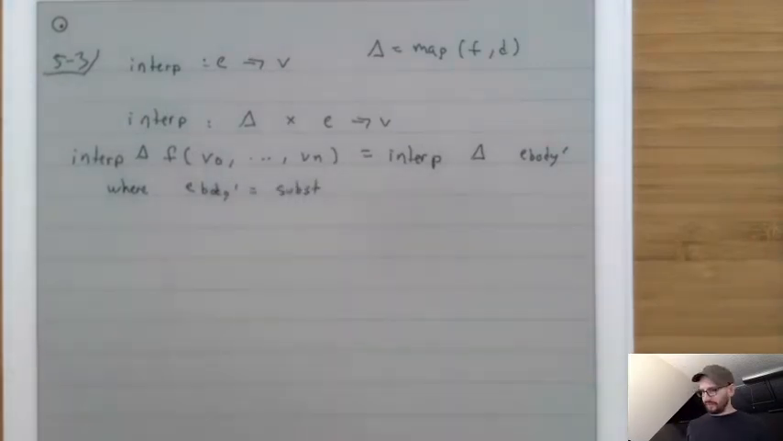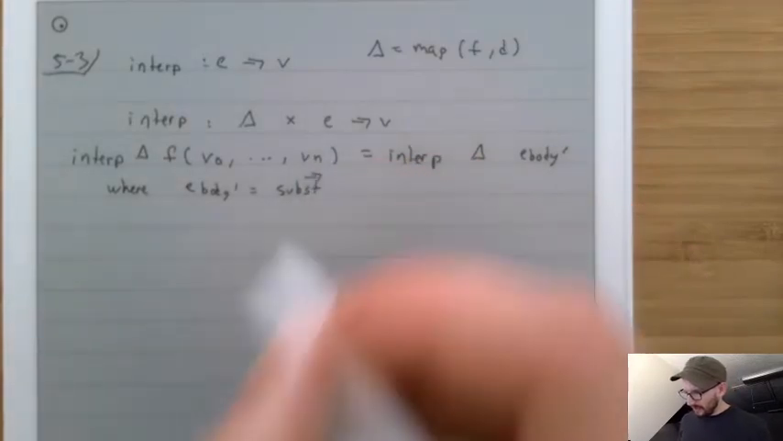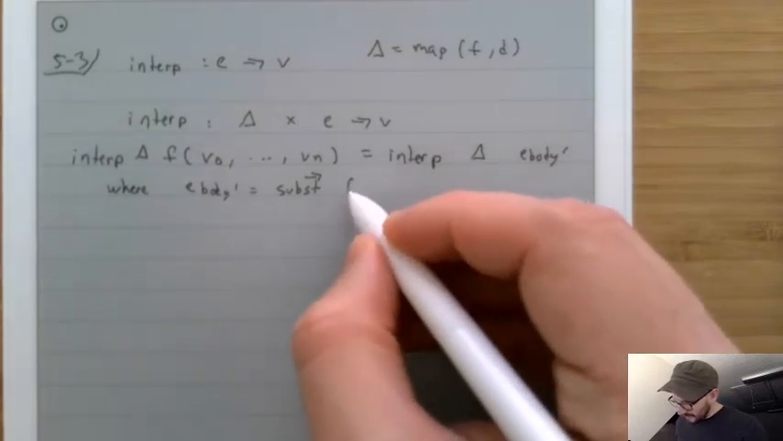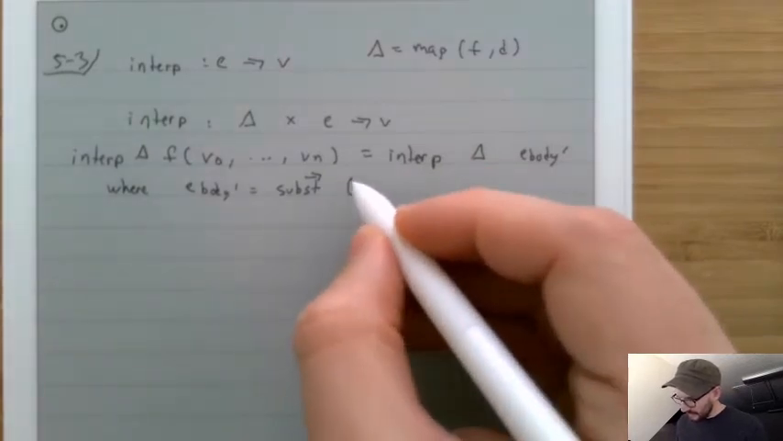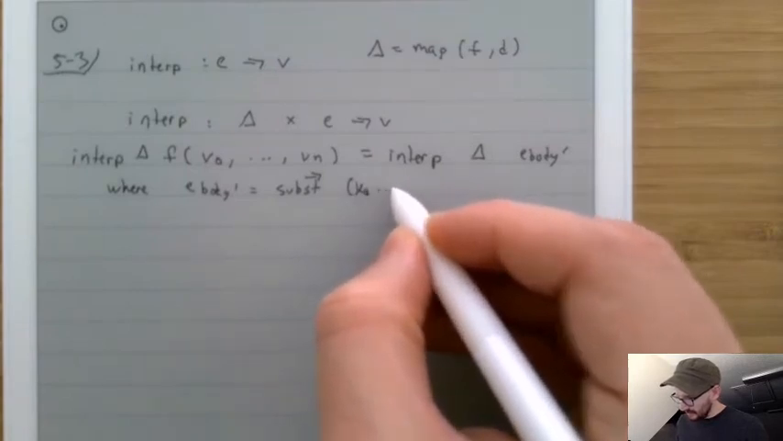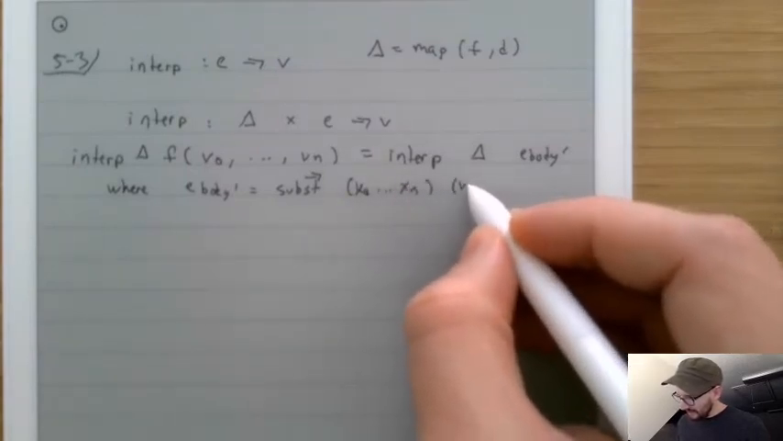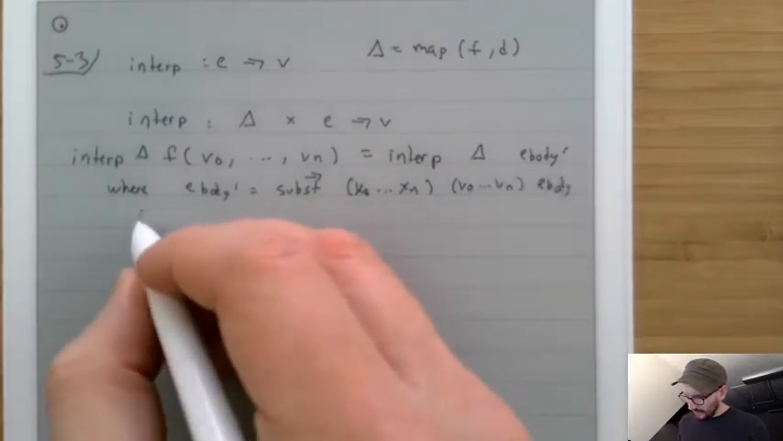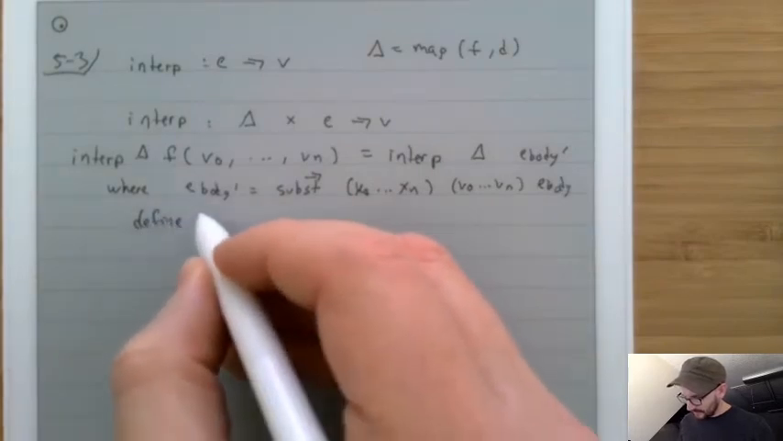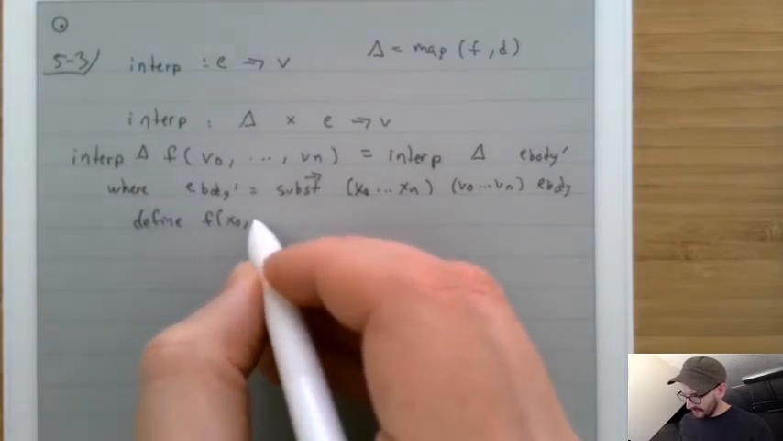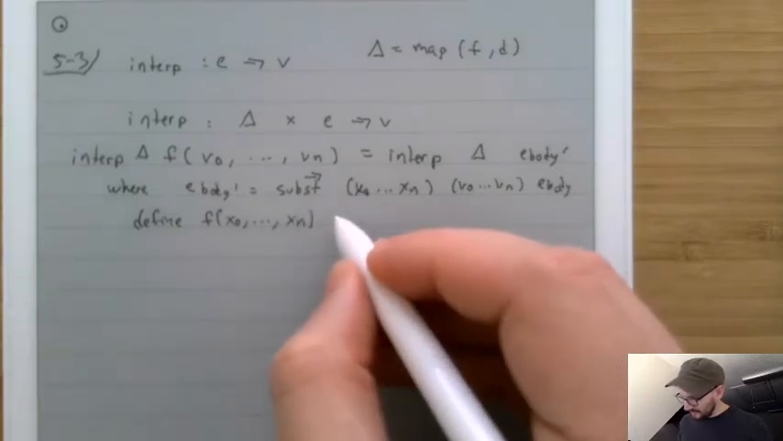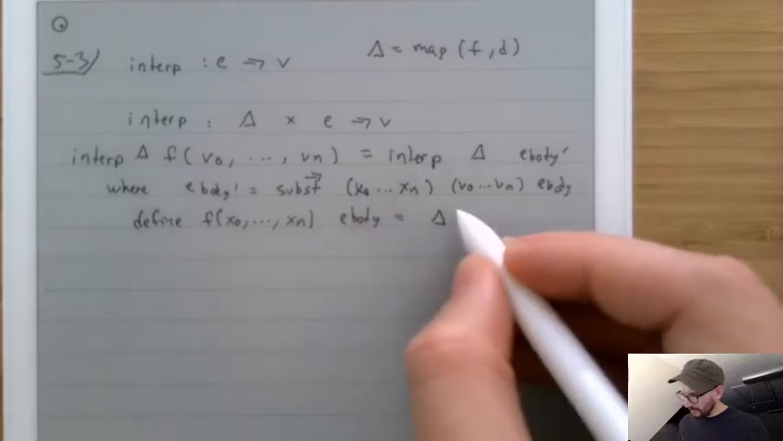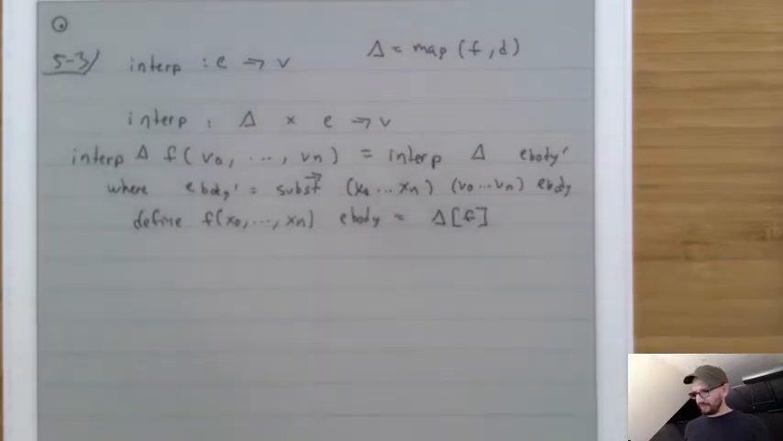Let's imagine that we have a version of substitute that operates on a whole bunch of things. We'll call it substitute with an arrow on top, on x0 through xn and v0 dot dot dot vn and e body, where define f of x0 through xn e body is equal to, if we look up inside of the map, the function f.